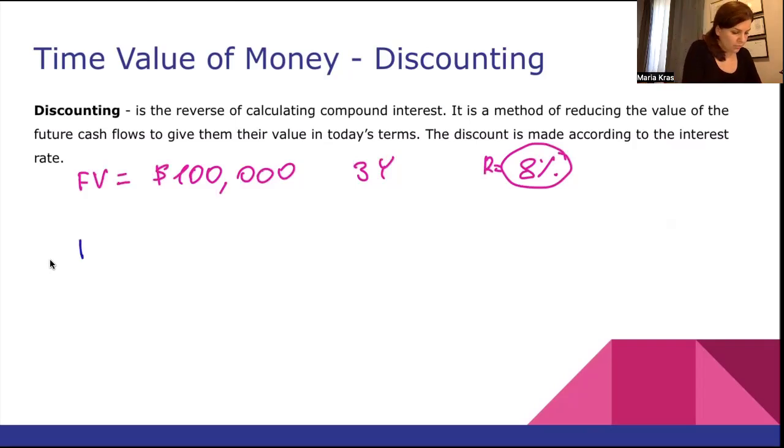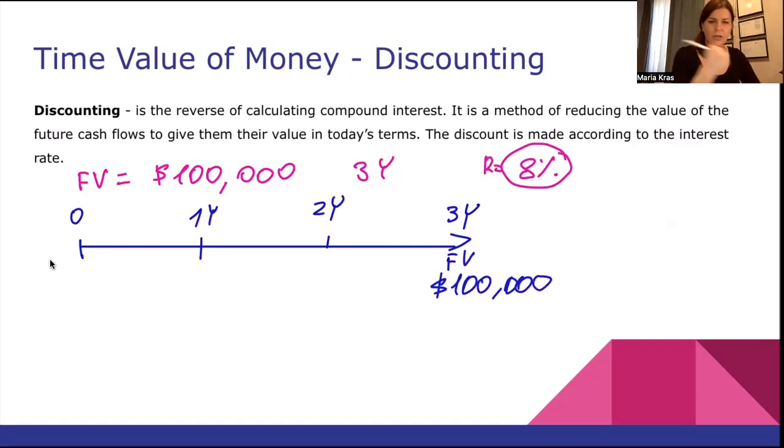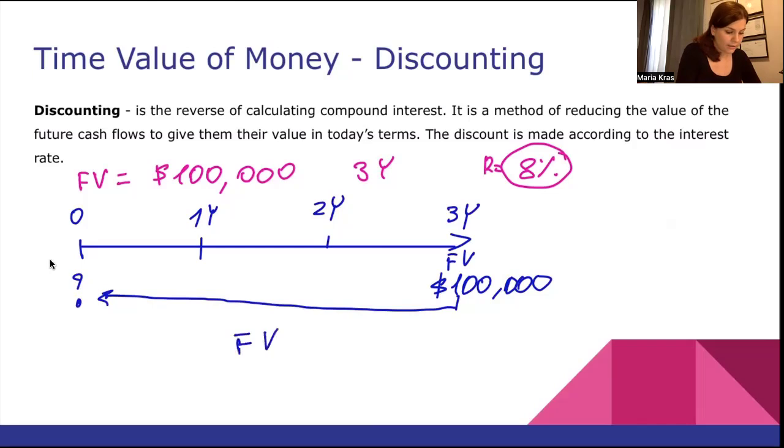So again, I like to draw my timeline. This is 3 years. Here we have today, 1 year here and the 2nd year here. So over here, our future value of $100,000. How do I discount that into today? How do I find out how much it is worth here? Well, you need to multiply your future value by the discount factor. And let's check it out. It's 3 years and 8%. Actually, I have it on the next slide.